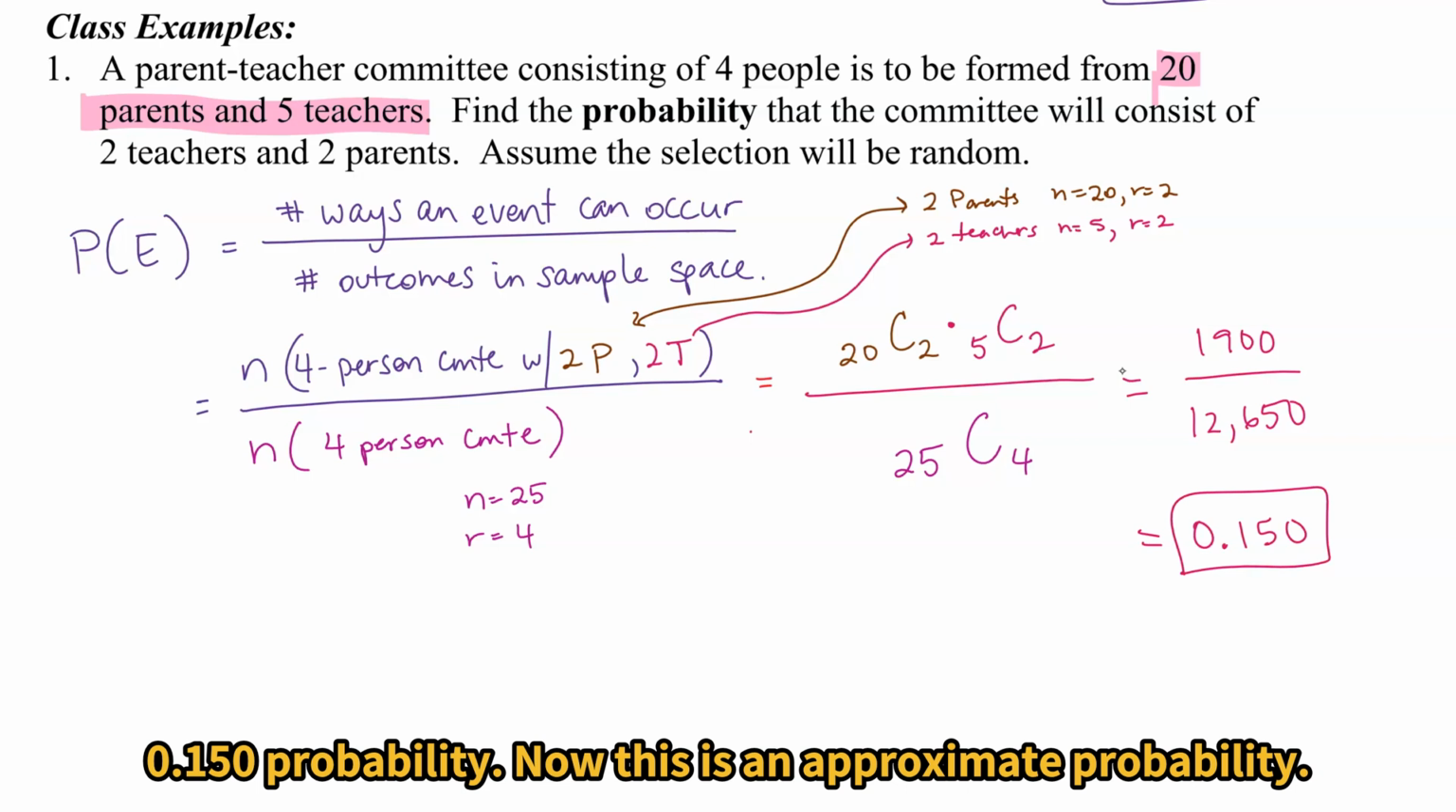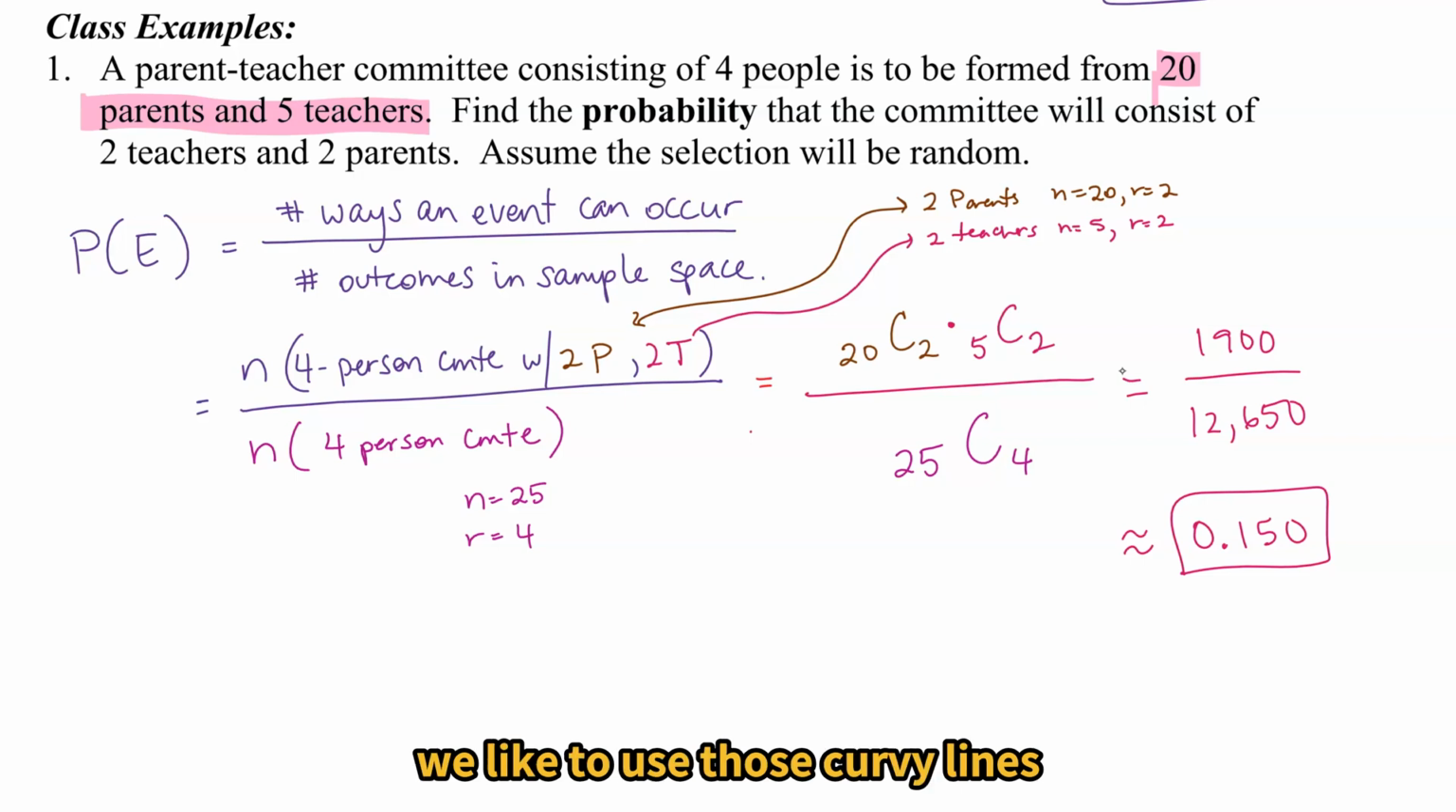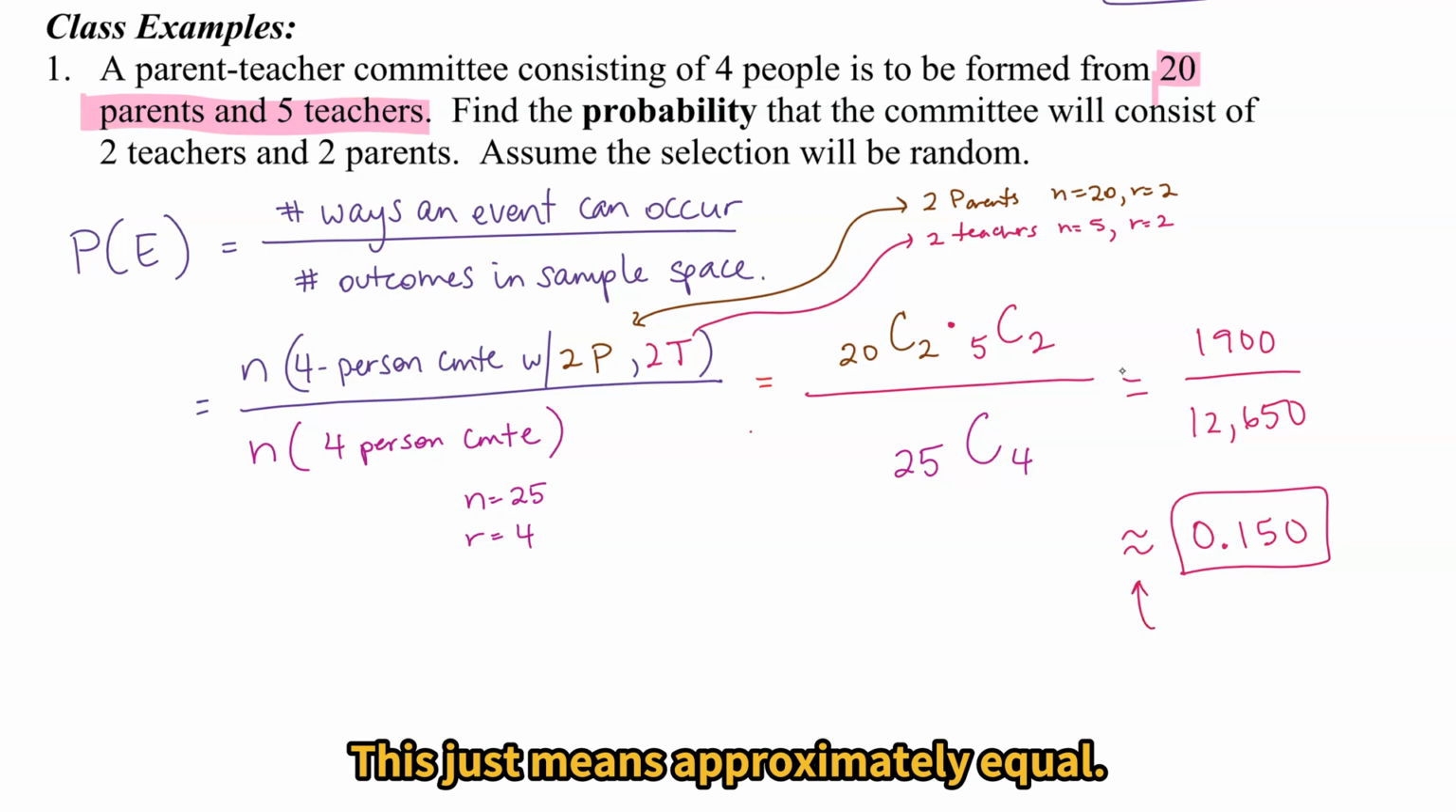And when we did that division in the spreadsheet, 0.150 probability. Now this is an approximate probability. We are rounding. So in mathematics we like to use those curvy lines instead of straight lines for equals. This just means approximately equal.